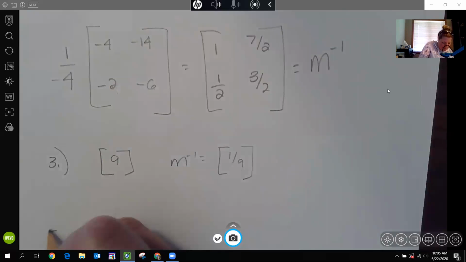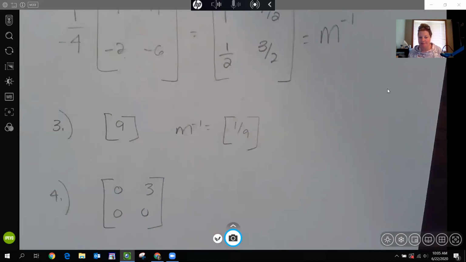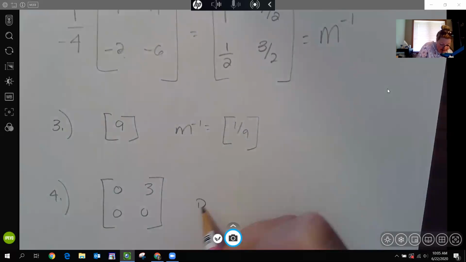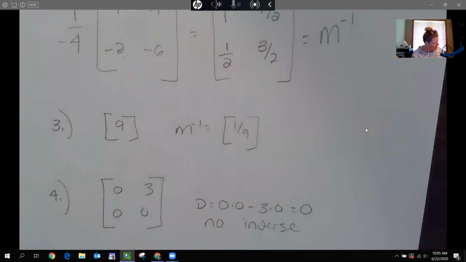Here's another sort of trick question. What is the inverse of this one? All right, we have a row of zeros. Done. No inverse. It doesn't exist. Or you could get that determinant, and that's going to say 0 times 0 minus 3 times 0, which is 0 minus 0, or 0. So it doesn't exist. So no inverse. Not possible.